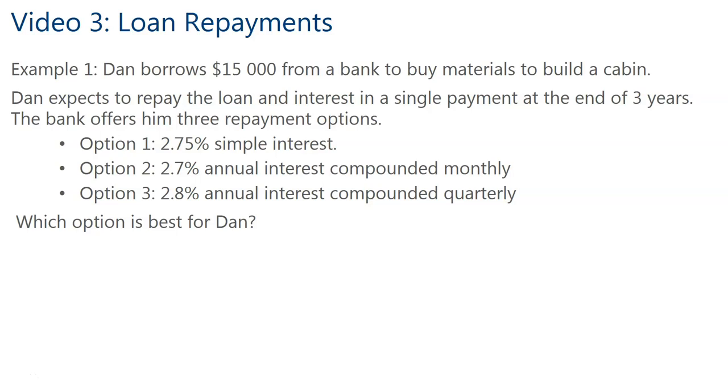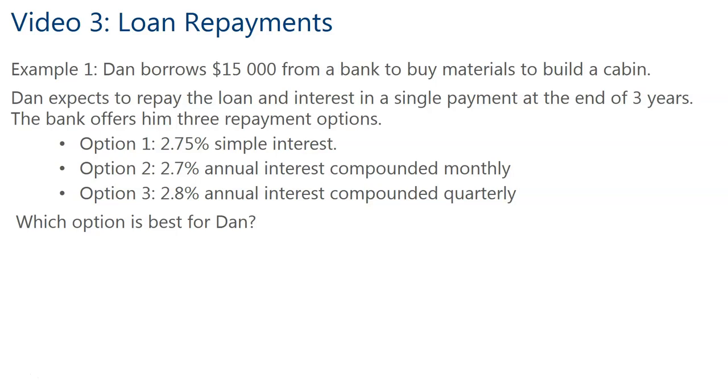Here we'll look at loan repayments. So example 1. Dan borrows $15,000 from a bank to buy materials to build a cabin. Now Dan expects to repay the loan and interest in a single payment at the end of 3 years. The bank offers him 3 repayment options.